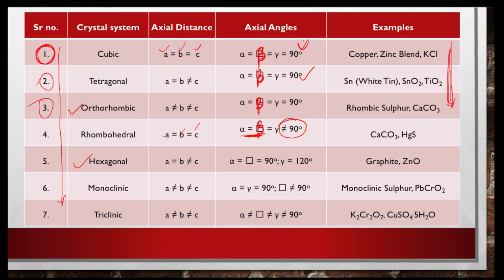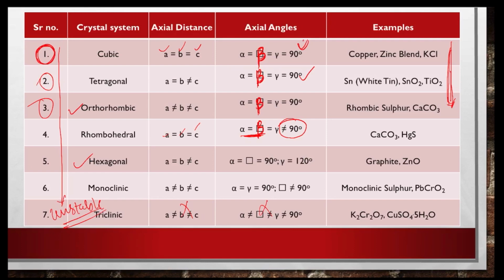Monoclinic, मोनोक्लिनिक में साइड्स अनइक्वल, alpha और gamma 90 है but beta not 90. And triclinic is the most unstable form, जहाँ साइड्स भी इक्वल नहीं है और एंगल्स भी इक्वल नहीं है.